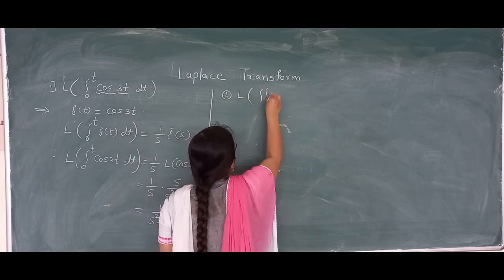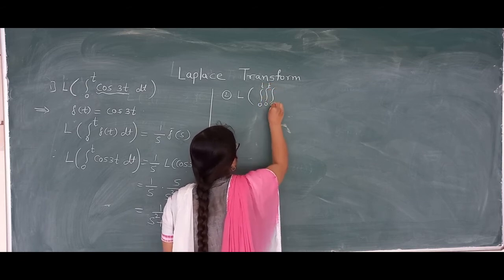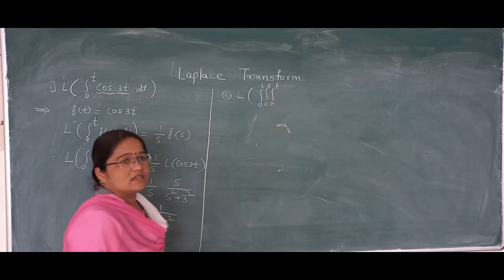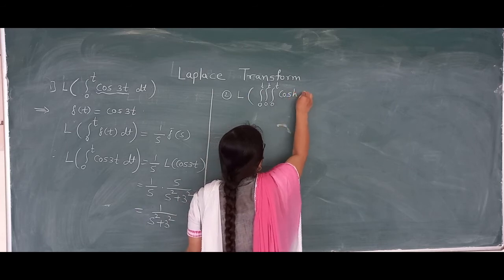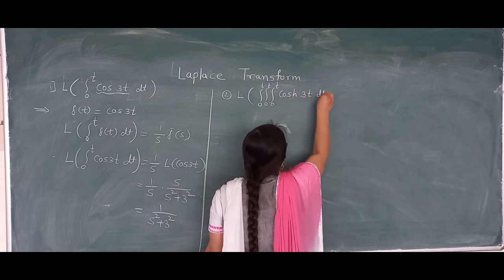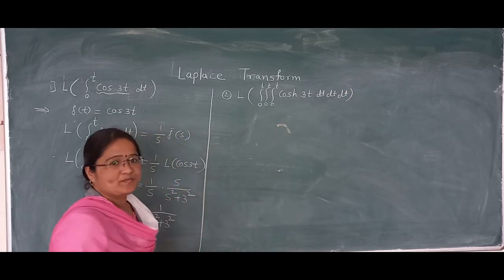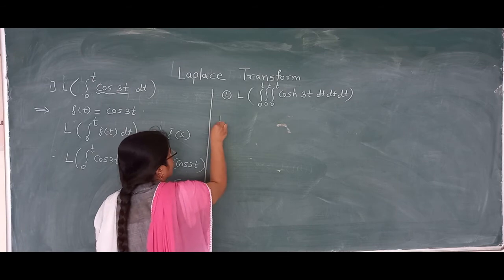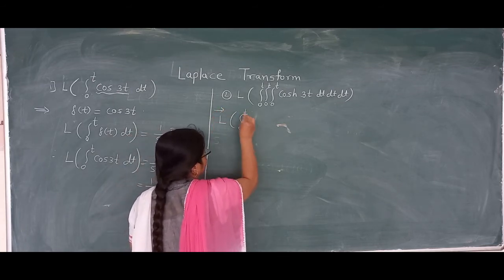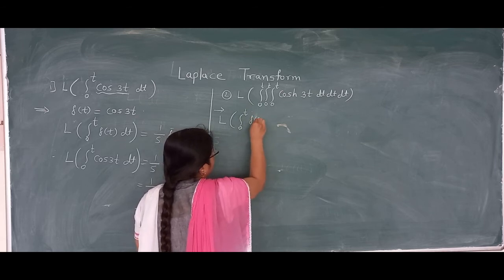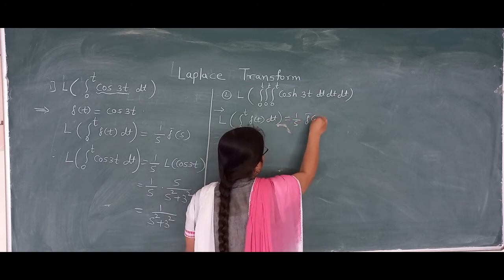Second, find the Laplace of the case where, instead of 1 integration sign, there are 3 integration signs, here it is cos h 3t dt dt dt. What will happen? We know that Laplace of integration 0 to t f of t dt is 1 by s f bar of s.